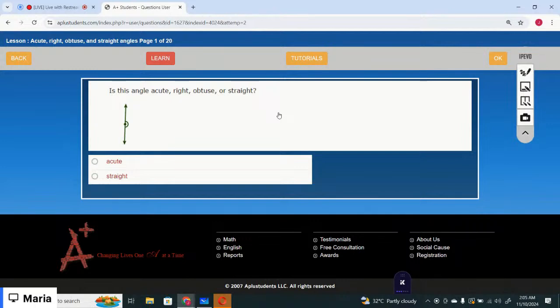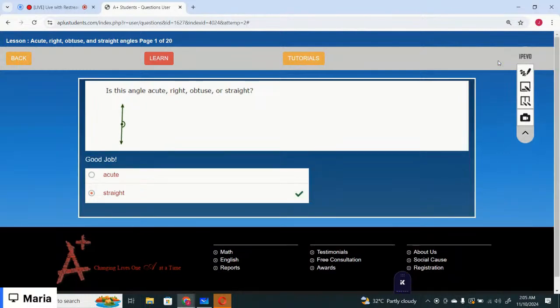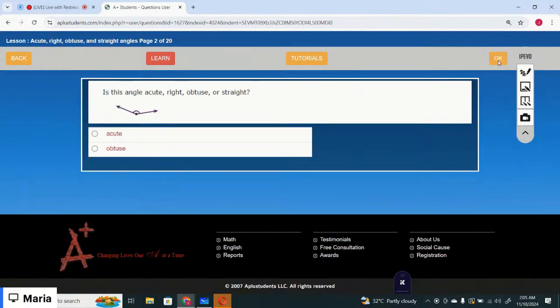Straight it is, right? You can see that is a straight line. So straight means that is 180 degrees, exactly 180 degrees. So option number 2 is the correct option. Is this angle acute, right, obtuse or straight? Which is the correct option? Is this angle acute, right, obtuse or straight? So which is the correct option?